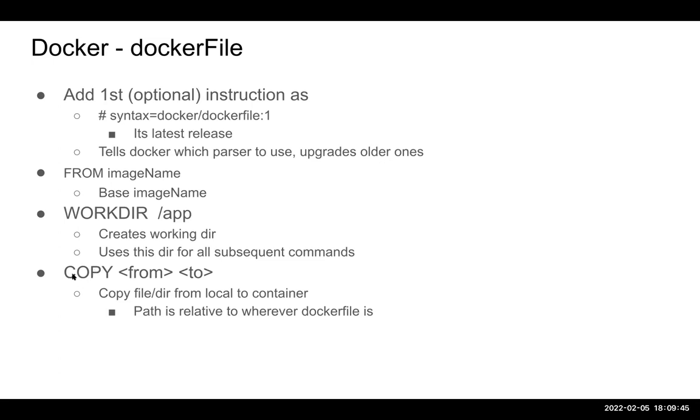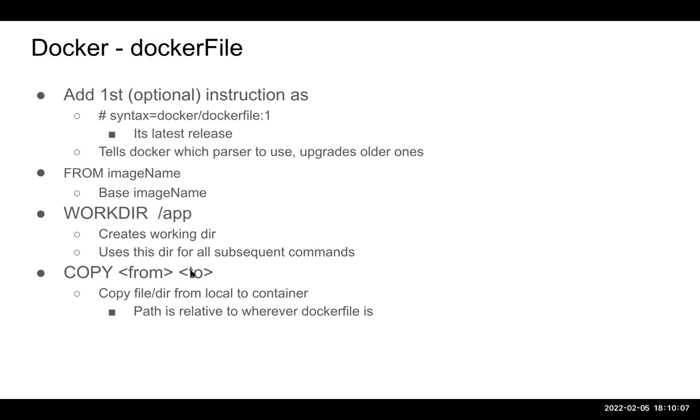For example, the next command is COPY from to. So it copies directly from your local system to the container. Now where will it copy? So let's say on your local system you are in a folder, and in that folder you have a file ABC. So you're copying ABC to some other folder.